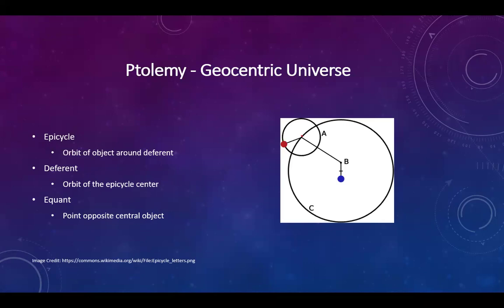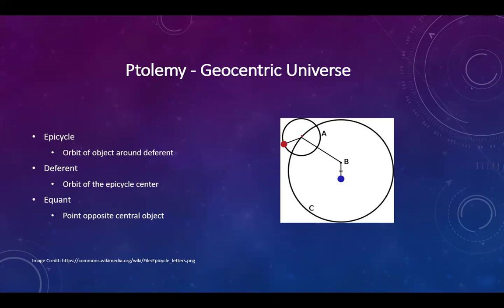This deferent orbits the Earth, and this is the center of the epicycle that goes around in a circle, a circle on a circle. And then he offset the Earth from the center a little bit with what's called the equant, which is a point opposite the central object. And that was able to give accurate predictions of where planets would be.